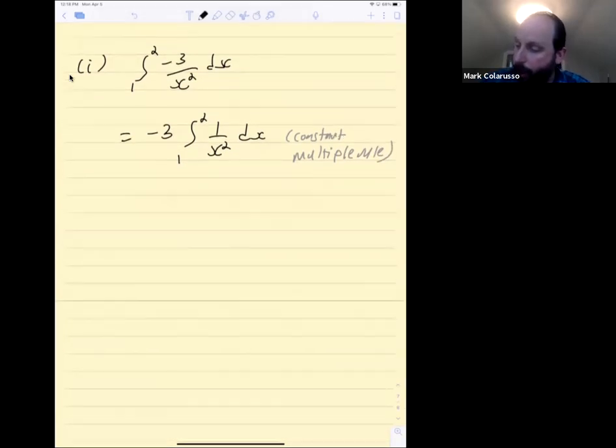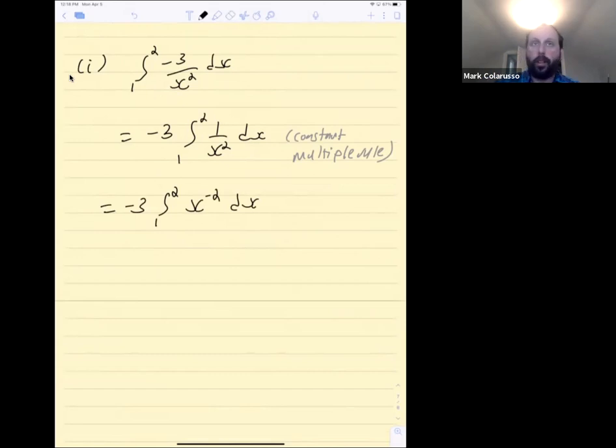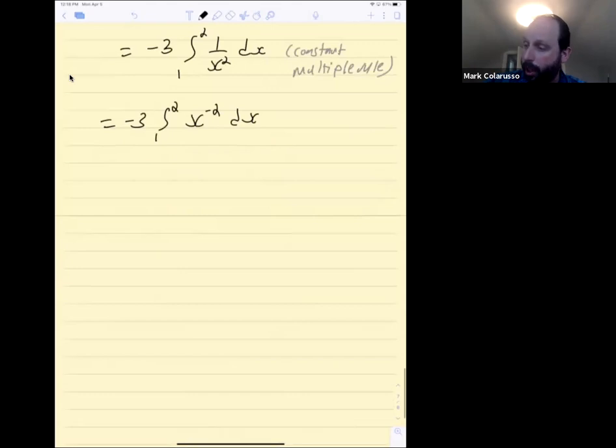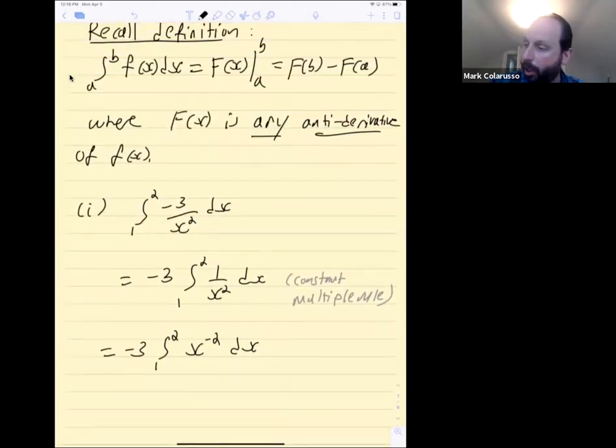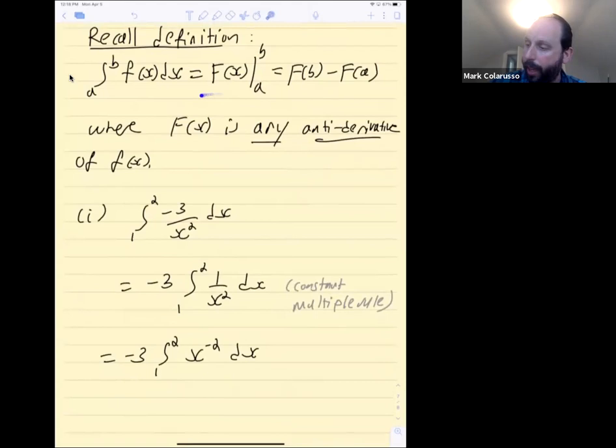Okay, and so now we just need to compute an antiderivative of 1 over x squared. Remember, it's easier to reverse the power rule if we write it as a single power of x for the negative number. So we have -3, the definite integral from 1 to 2 of x to the -2. And according to our formula, there it is up here, that gadget is just any antiderivative of x to the -2, then we take the difference from 1 to 2.